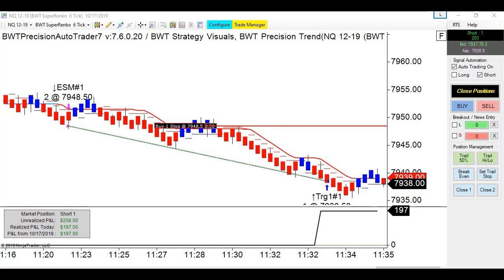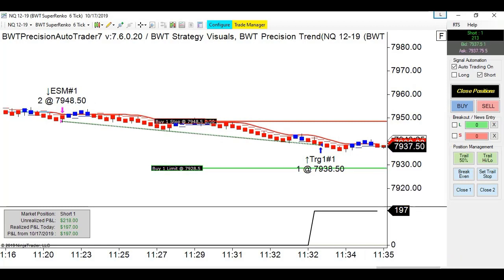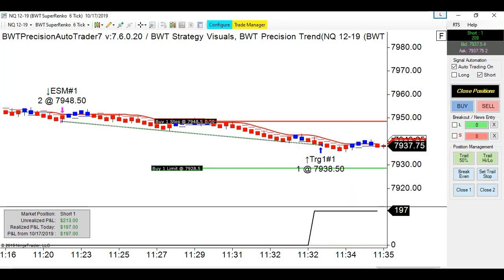Sorry guys, had to take a phone call, but it looks like we got filled on the first target or not? Yes, we did. We got filled on the first target. Stop went to break even. And now we need to get below 30 for that second.